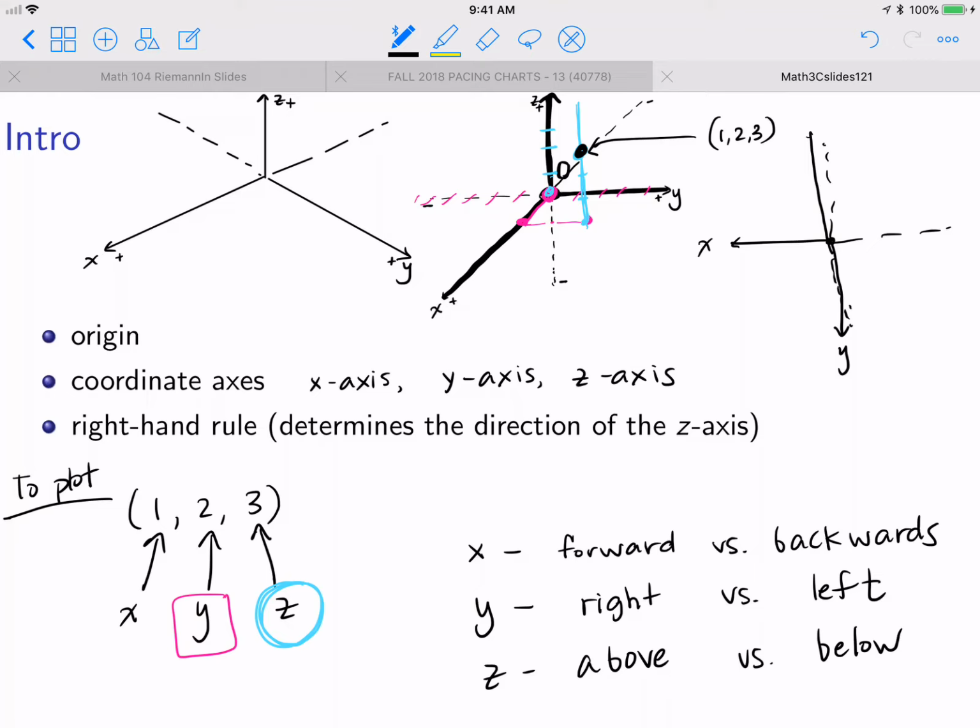If you curl the fingers of your right hand around the z-axis in the direction of a 90-degree counterclockwise rotation from the positive x-axis to the positive y-axis, your thumb points in the positive direction of the z-axis. So the idea is, imagine your wrist is at the positive y-axis and put your fingertips facing the positive x-axis, and wherever your thumb points naturally is the direction of the z-axis. The main idea is that you just want the x-axis and the y-axis to be perpendicular to each other, and you want the z-axis to be perpendicular to the xy plane.